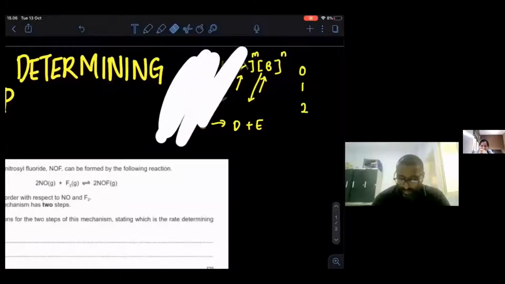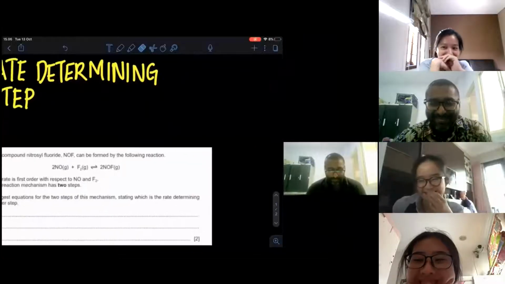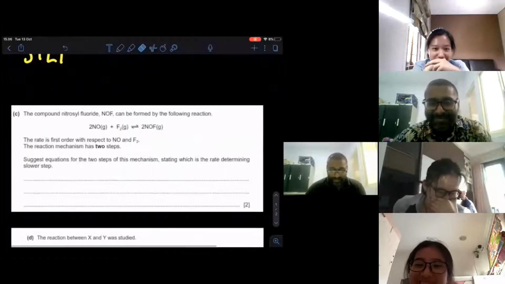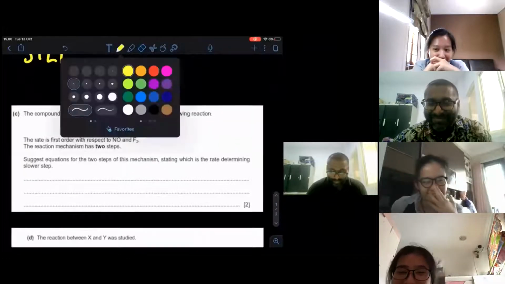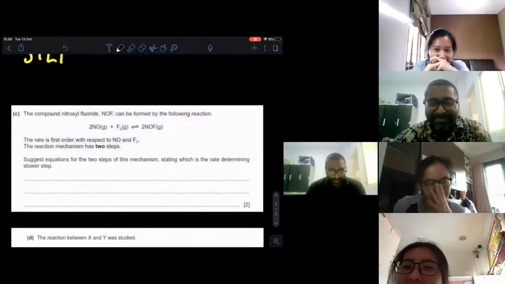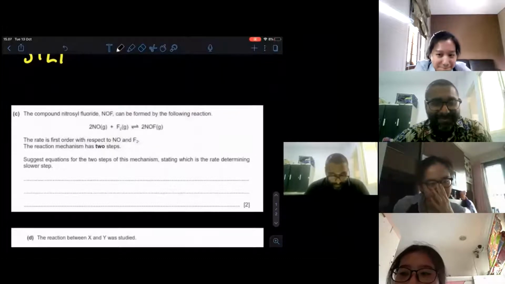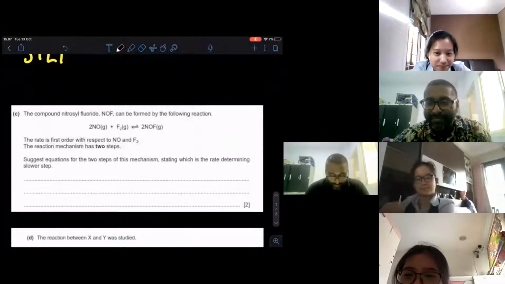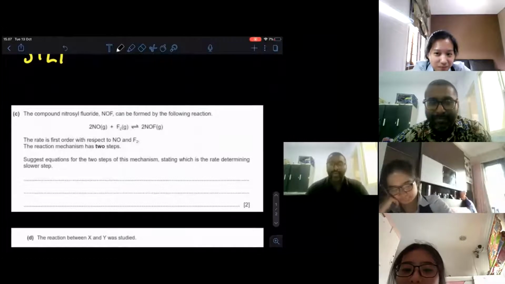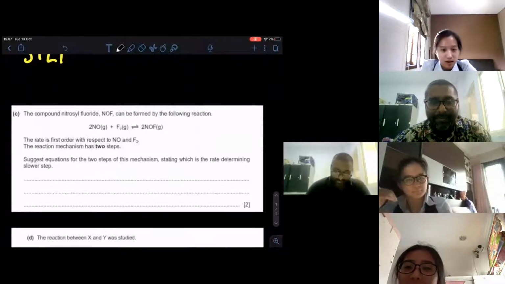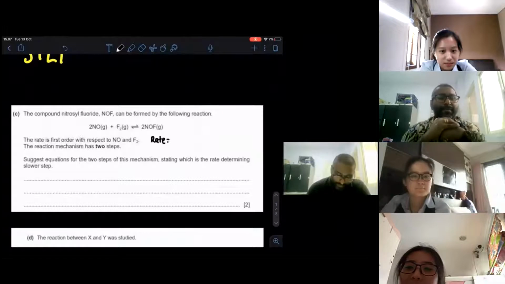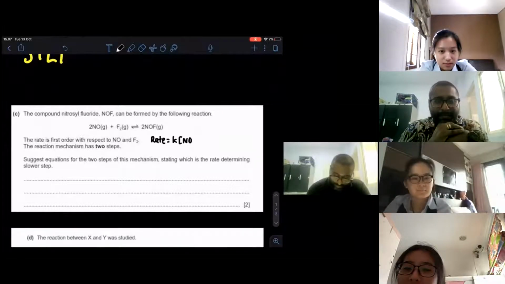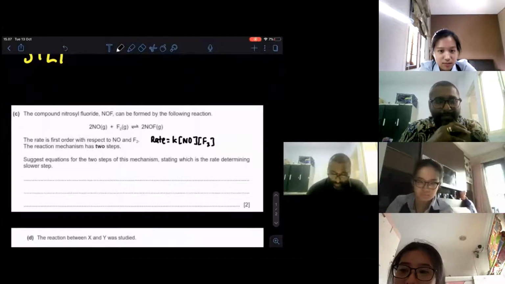I'll just straight away use examples. I have two examples here where I can show you about rate, the rate determining step. For example, you see this compound, the rate is first order with respect to NO and F2. It means that in the rate equation, I will write rate equals k[NO][F2], and the powers m and n are 1 and 1 because they already mentioned it's first order.